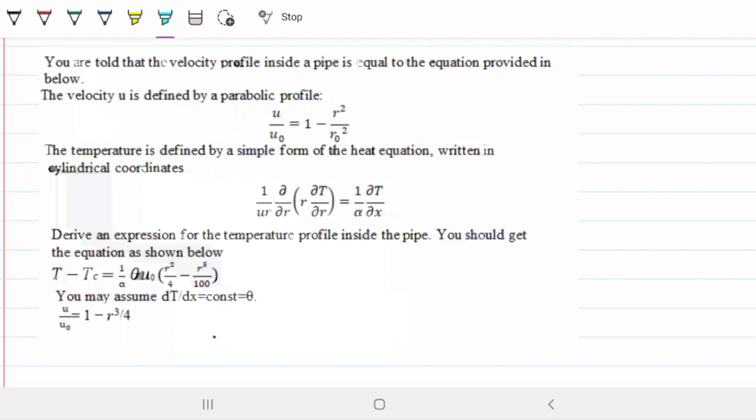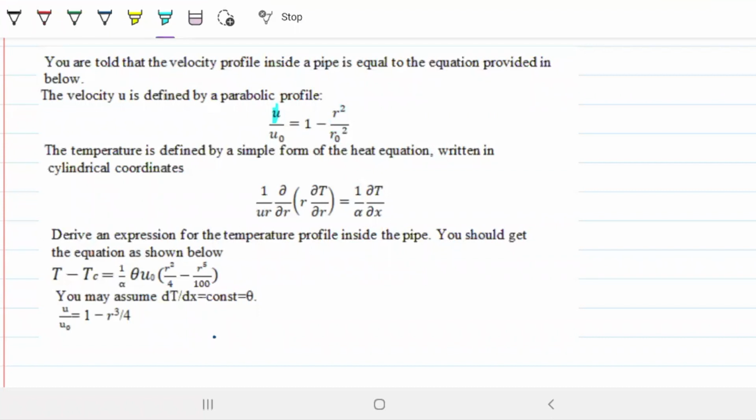You are told that the velocity profile inside a pipe is equal to the equation provided below. The velocity u is defined by a parabolic profile. So that equation that you see there is just defining the parabolic profile. It's the velocity at any given point over a constant velocity, which can be, for instance, the velocity in the center, equals 1 minus the radius at any given point over the constant radius, which would be the radius of the pipe or the duct or anything like that.